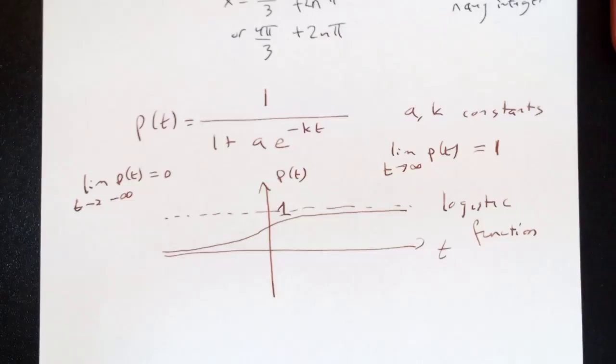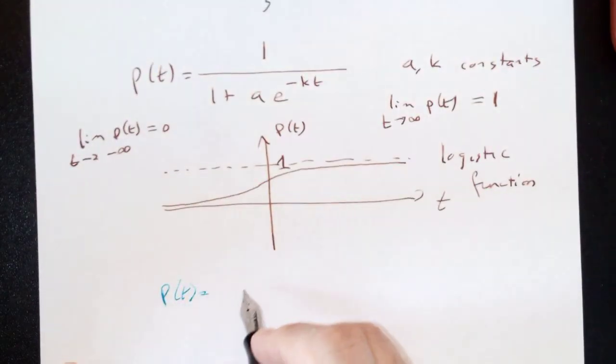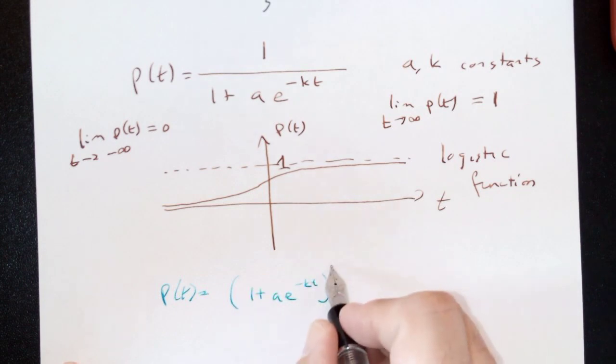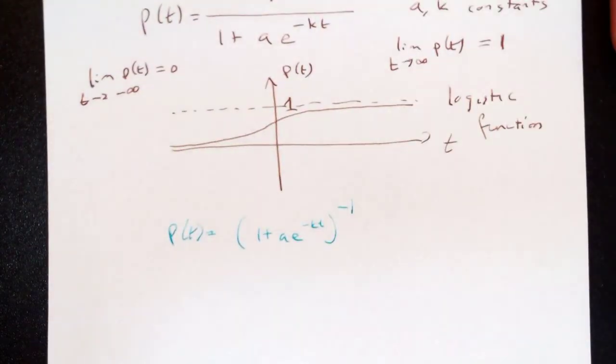I should be able to take the derivative of this thing. I sure as hell don't want to do the quotient rule. So I won't. I'll take this entire expression and rewrite it as (1 plus a e to the negative kt) to the minus 1. Which means when I go to do the derivative, I need the chain rule. I need the chain rule twice.